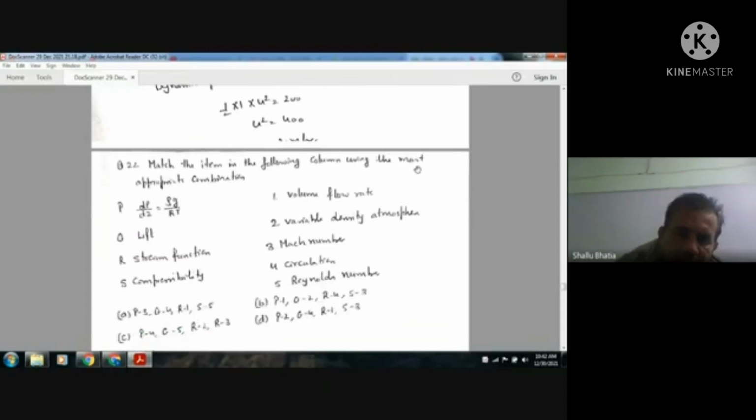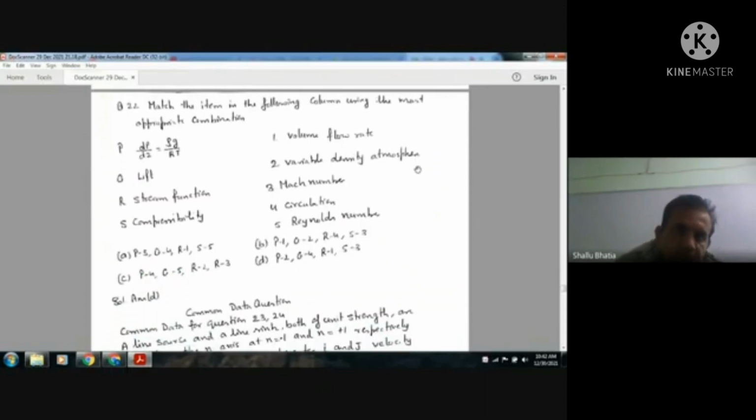Okay. Next, match the items in the following columns using the most appropriate combination. P: dp by dz is equal to rho g. Q: lift. R: stream function. S: compressibility. On the right side: one is volume flow rate, two variable density atmosphere, three Mach number, four circulation, five Reynolds number. So in option A, you have to match this.